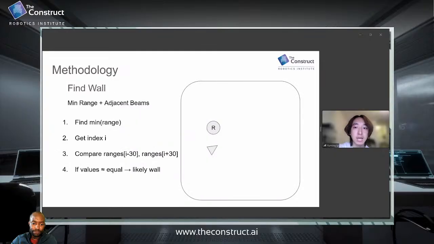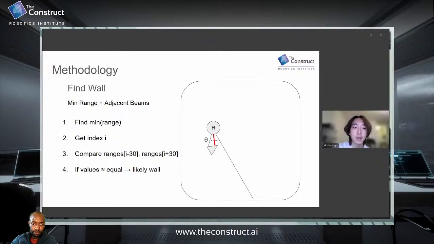So next, I'll dive into the methodology behind all those tasks' solutions. To find the minimal wall, I use the minimum range to find the closest wall, and meanwhile I use adjacent beams to help exclude the obstacles. For example, here I find the minimum range, but it's not the wall.